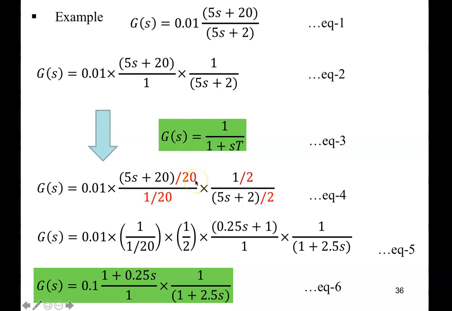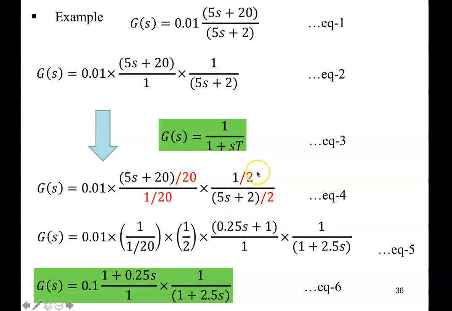5s divided by 20 gives me 0.25. Okay? And 20 divided by 20, that's plus 1. So it becomes 1 plus something times s, which is good.